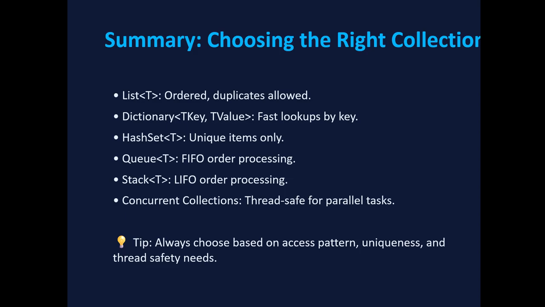The summary is to remember the right tool for the job. You need to remember which collection to use for which scenario. That is the most important thing. List for ordered items and duplicates allowed. Dictionary for fast lookups by key. HashSet<T> for unique items only. FIFO order processing for queue. LIFO order processing for stack. Concurrent collections are thread safe for parallel tasks. So always choose based on access pattern, uniqueness, and thread safety needs.